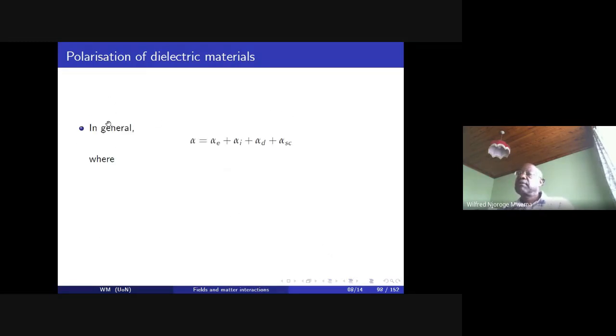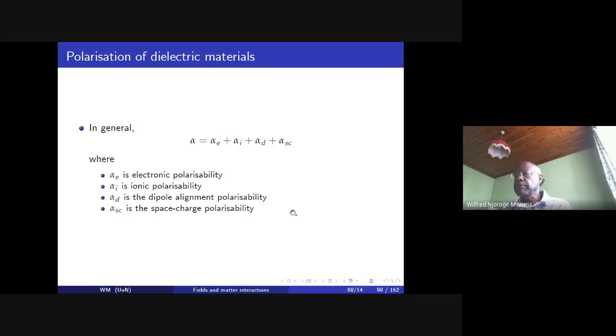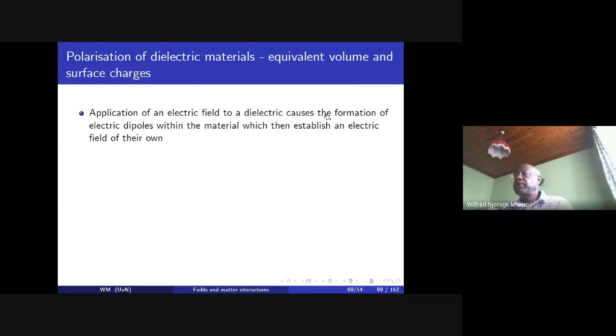In general, the total molecular polarizability is given by the electronic polarizability plus the ionic polarizability and the orientation or dipole orientation polarizability plus the space charge polarizability. Okay, and therefore, we can always look at a polarized dipole in terms of equivalent volume and surface densities.